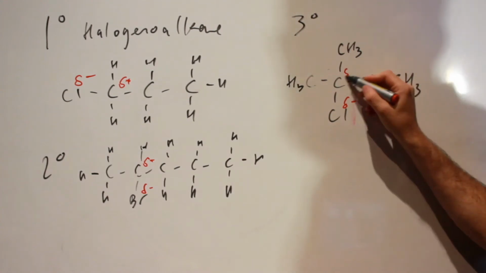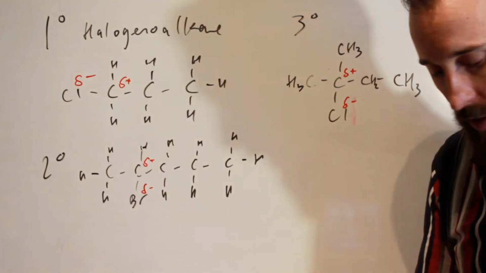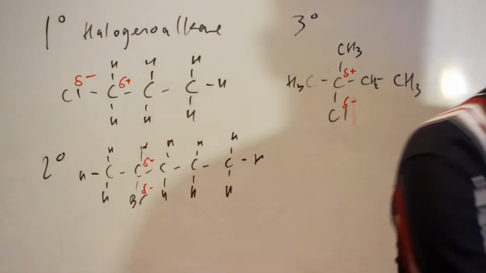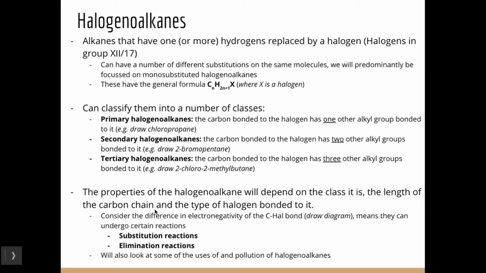So what that means is that we have an electrophilic delta positive carbon, and this means that there are some key types of reactions that our halogenoalkanes can undergo, including substitution reactions with nucleophiles and also elimination reactions, where we lose something, one thing becomes multiple things. So we're going to look at these, and we'll also look at the uses and pollution of halogenoalkanes.